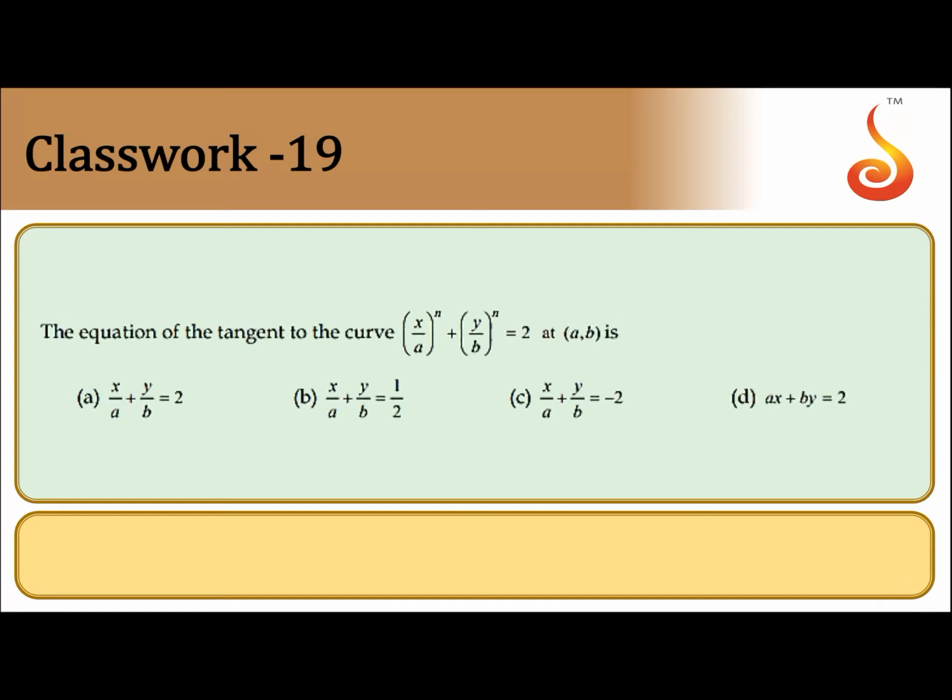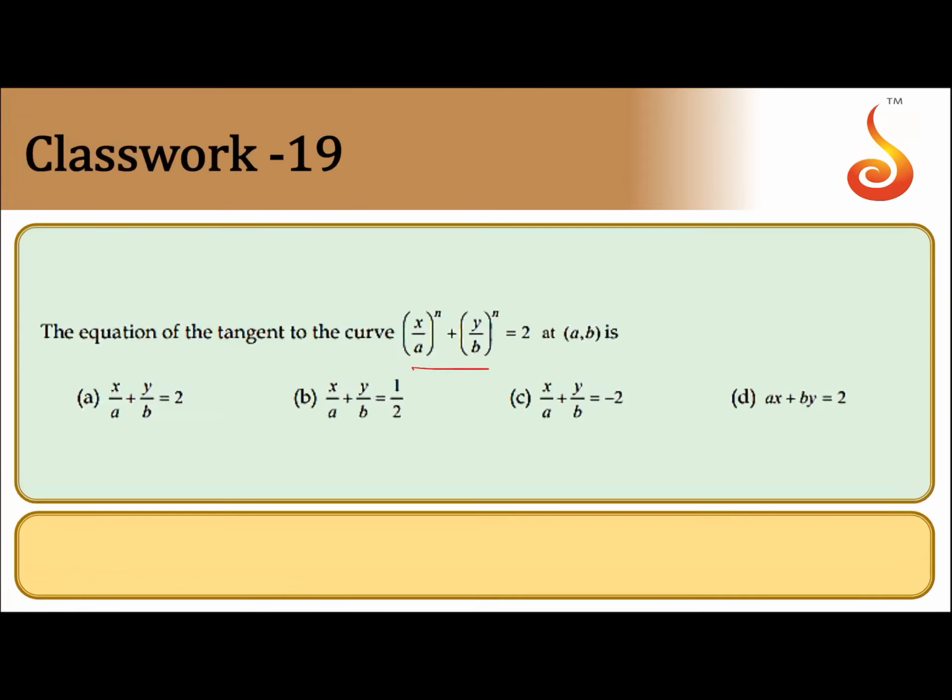Okay, let's see that. Equation of the tangent to the curve x by a power n, y by b to the power of n is equals to 2 at a comma b. Of course, this must be true. Whatever be the value of n, conveniently I take up n is equals to 2 here. So that becomes ellipse x square divided by a square plus y square divided by b square is equals to 2, which is nothing but ellipse.